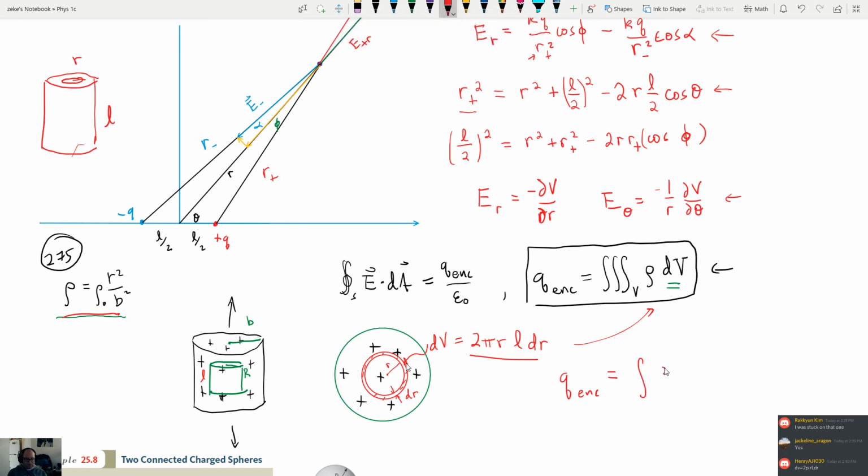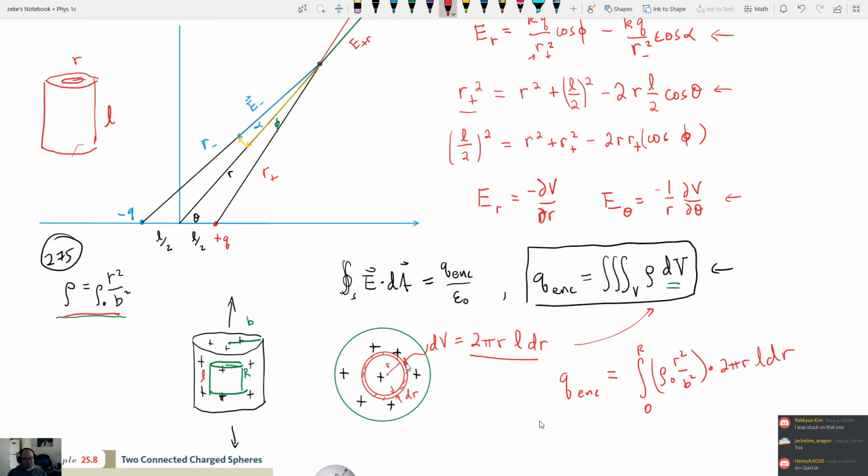So it's going to be rho naught r squared over b squared. That's your charge density, basically. And then you multiply this by what we just figured out, 2 pi r L dr. That's a really easy integral to do, right? Really easy. And you just integrate from 0 out to whatever the size of your Gaussian is.